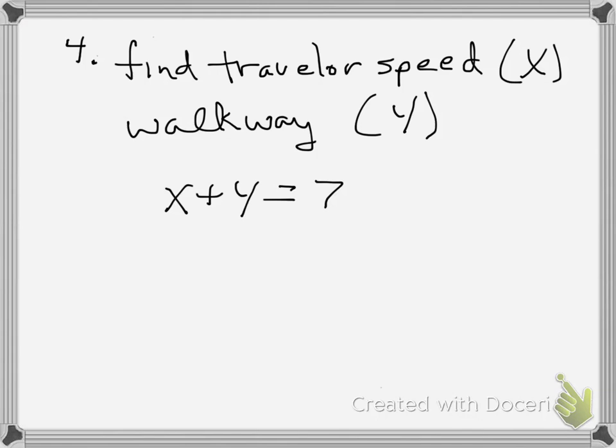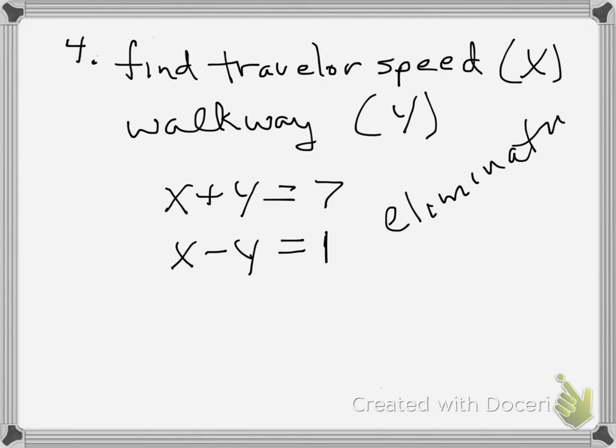But when you're turned around and walking against the walkway, that means you're going the opposite direction. You're going to do x minus y, because it's going to slow you down. It's going to equal, in my problem, 1. This is a perfect elimination problem. You can just add those together, because your y's will cancel right out, and then you can plug back in and find your x. And the final problem is number 5.